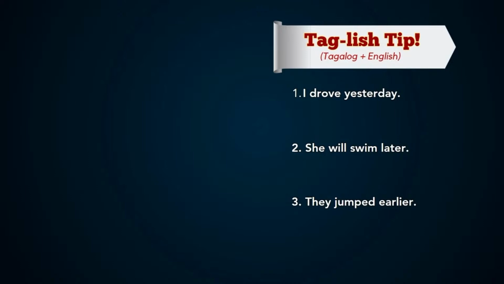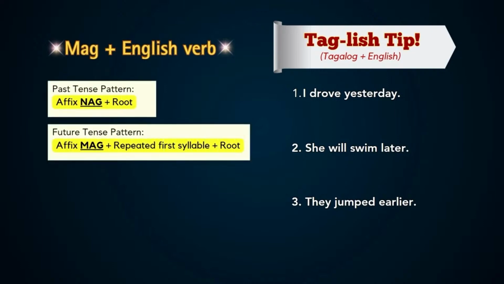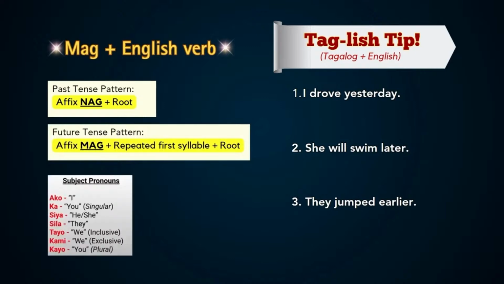But you can always turn them into a mag verb. So that means mag plus the English verb. Then conjugate it like you would in the past or the future as a mag verb. And then you can use subject pronouns in your sentence. So let's take a look at number 1, I drove yesterday.